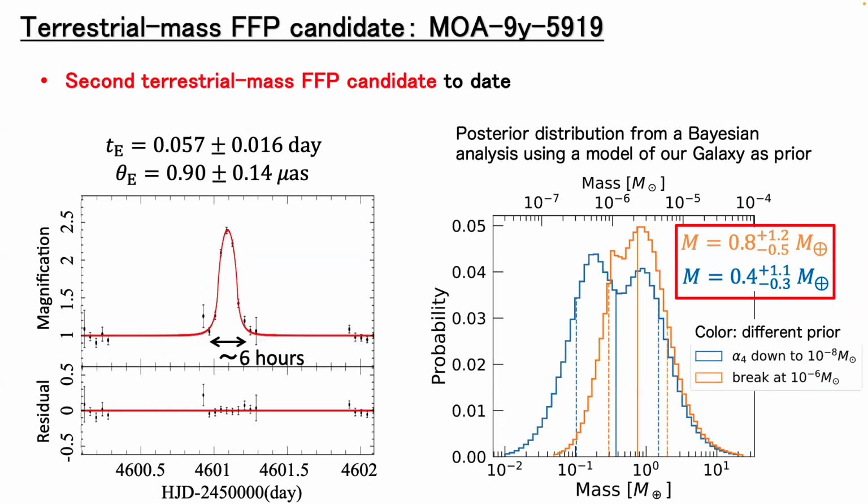And this one has the shortest time scale in our sample, and the second shortest time scale in all events discovered to date. And by the Bayesian analysis using the galactic model, this is the posterior distribution of the lens mass we get. The two different colors correspond to different priors on the mass function, but both are consistent with the terrestrial mass. And this is the second terrestrial mass FFP candidate to date.